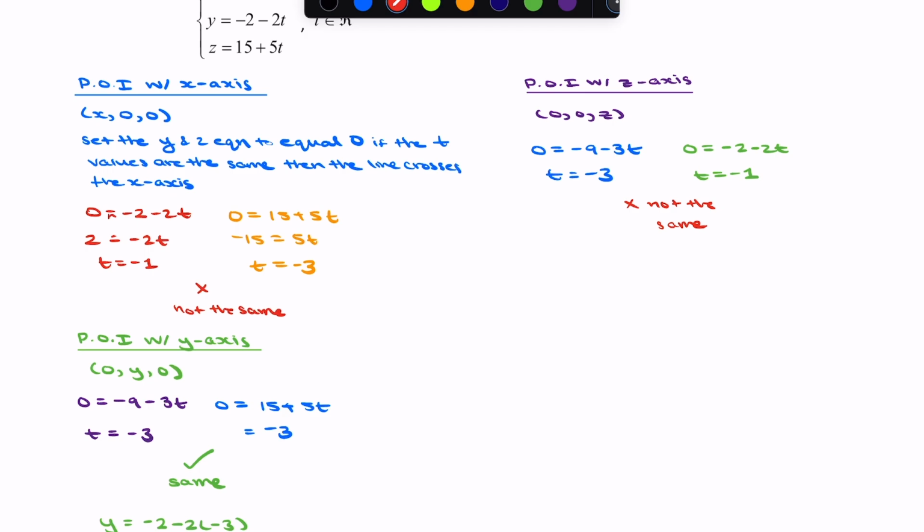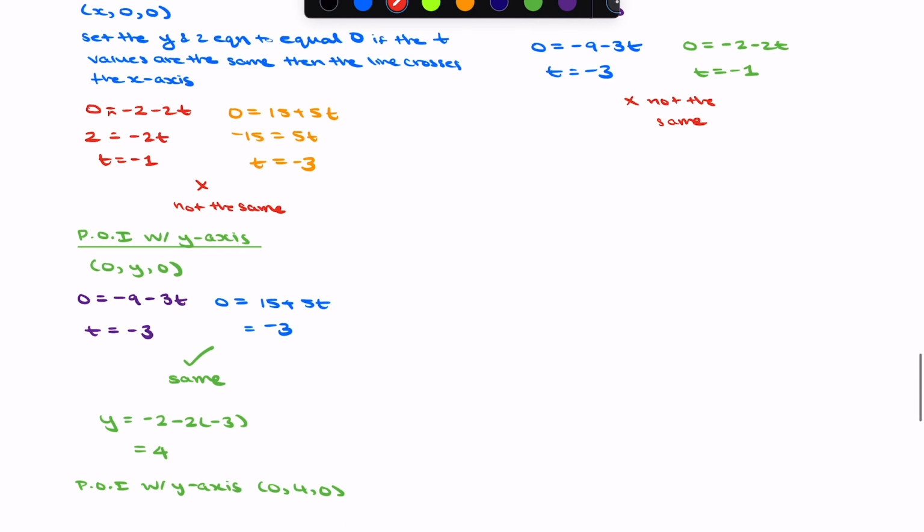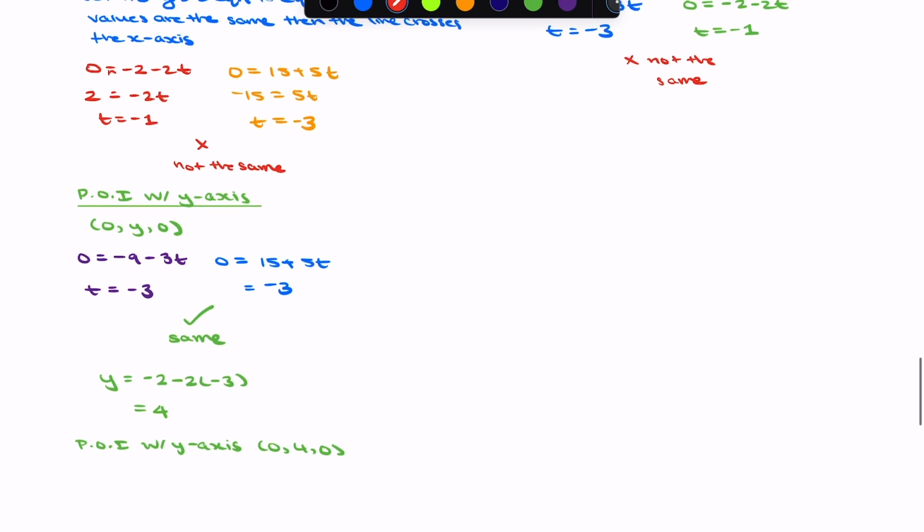Okay, so the only point of intersection lies with the y-axis at point 0, 4, and 0.